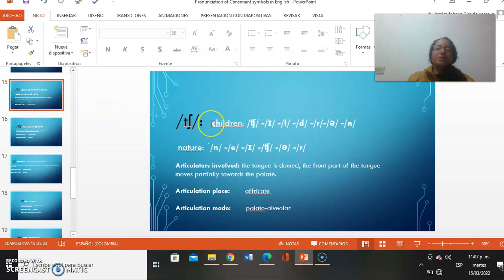The sound of this one is ch. For example, children and nature. The articulators involve the tongue is domed, the front part of the tongue moves partially towards the palate. The articulation place is palato-alveolar, and the articulation mode is fricative.